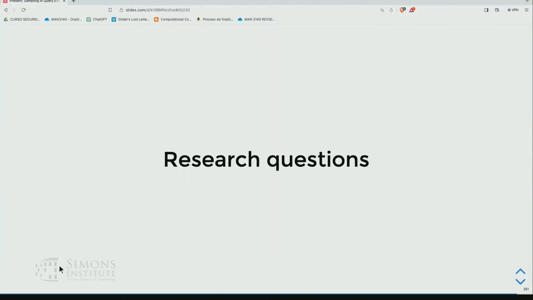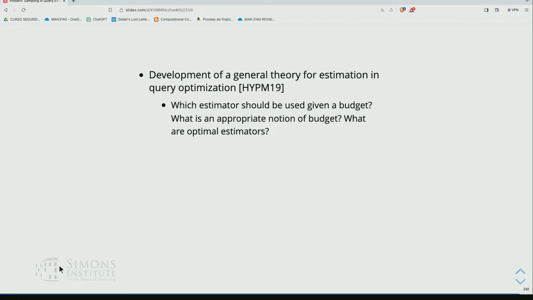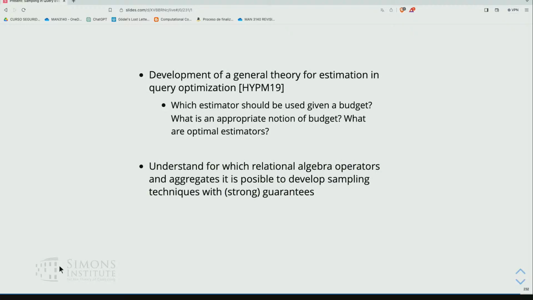Let me tell you about research questions, and don't worry, this will make sense given all that we saw in the tutorial. The first big research question is the development of a general theory for estimation in query optimization. There is really nothing like it, and I'm citing this paper because it is an attempt to do this. There are some nice results there, but the questions are like this: which estimator should be used given a budget? I have a budget to compute the query, and actually, even what is an appropriate notion of budget? Once you define a budget, what is a good estimator, how to do this in general, and in particular, what are optimal estimators, if that notion could be defined? These are interesting questions.